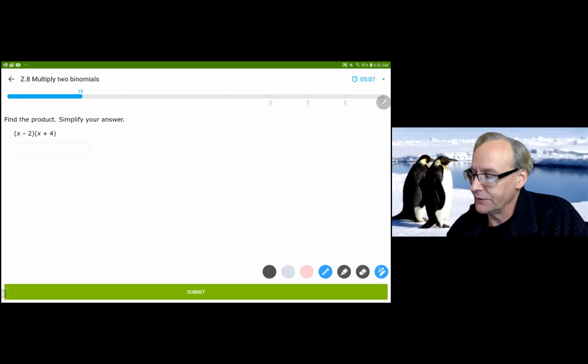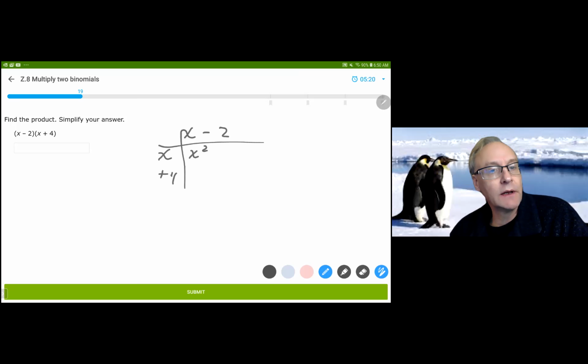So basically what they're doing is they're saying, I'm going to take x minus 2, and I'm going to take x plus 4, and I'm going to multiply the x times the x, which gives me x squared. I'm going to multiply the x times a negative 2 and get negative 2x. I'm going to multiply the 4 times the x. You can see this is a lot like a little multiplication table. And the 4 times the negative 2 is negative 8.